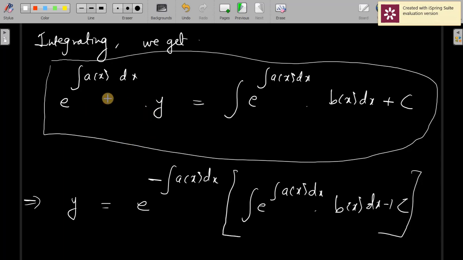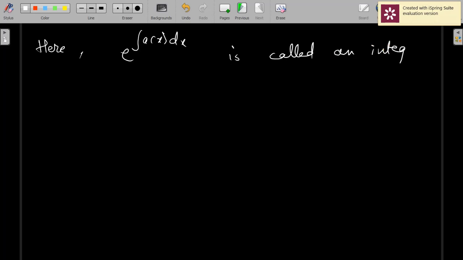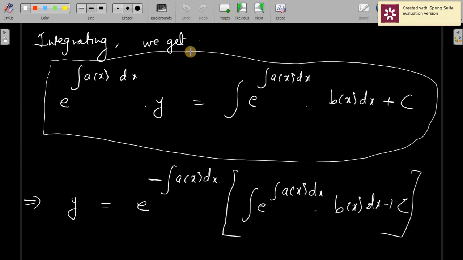So if I call this an integrating factor here, e raised to integral of a of x dx is called an integrating factor. In short, I will call it IF. Okay. Now, once you get an integrating factor, you have to get this equation. So that is this form.